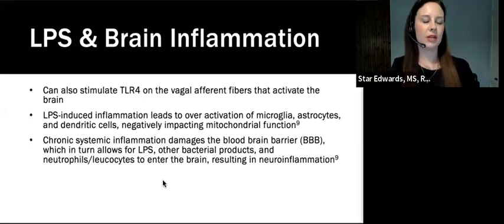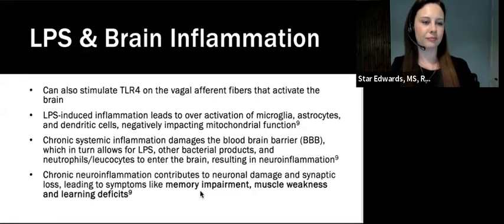And chronic systemic inflammation damages the blood-brain barrier, which in turn allows for LPS, other bacterial products, and neutrophils to enter the brain, resulting in neuroinflammation. So if you remember, this process is also happening in the gut. LPS creates leaky gut and inflammation in the gut, and then it can cross the blood-brain barrier, and it actually causes damage to the blood-brain barrier, and it can cause a leaky blood-brain barrier as well.